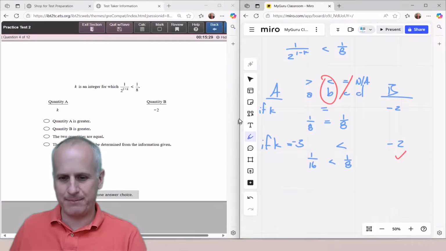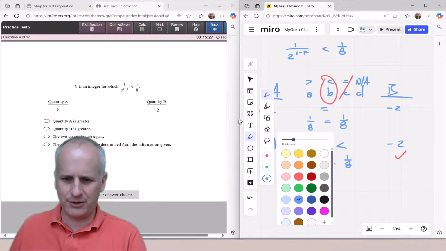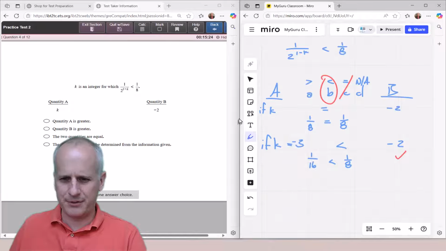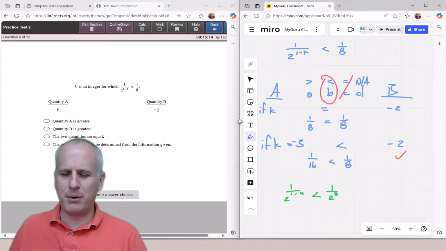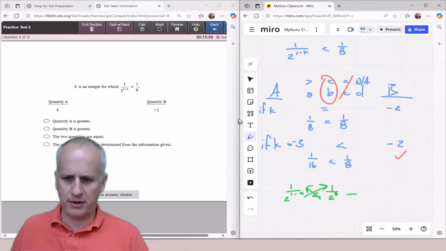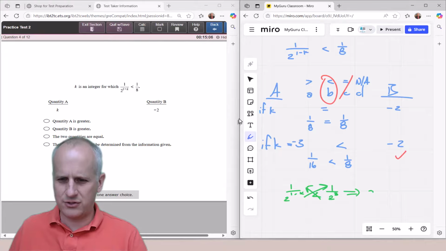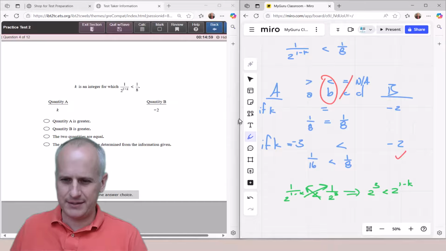Now, that said, we can do our technical alternative. So we could also set it up so that we've got 1 over 2 to the 1 minus k is less than 1 over 2 to the third. And then because both of these values are going to be positive, we can just cross multiply and keep our inequality sign. So we're going to have 2 to the third has to be less than 2 to the 1 minus k. And because the bases are consistent, we know that 3 has to be less than 1 minus k.